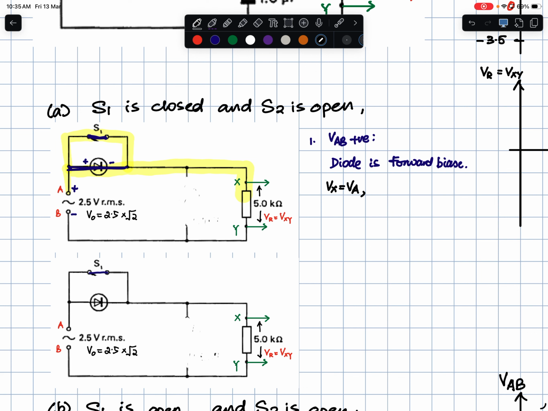Yes? And then what I can do is I can change my highlighter, or you can just use your fingers. And then potential of B, potential of B. Alright? So it tells me potential at Y is equals to potential of B. And it simply tells me potential difference across XY is potential difference of AB.